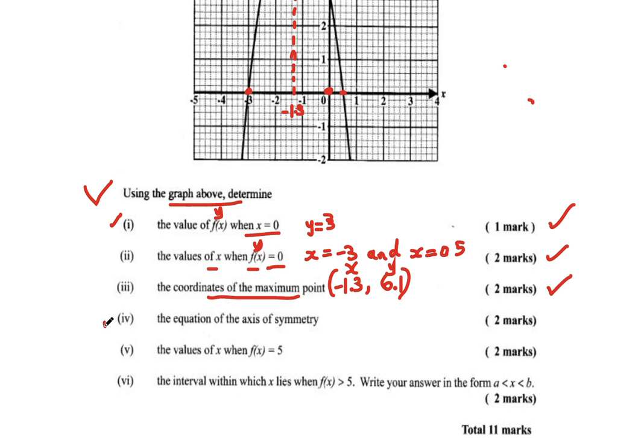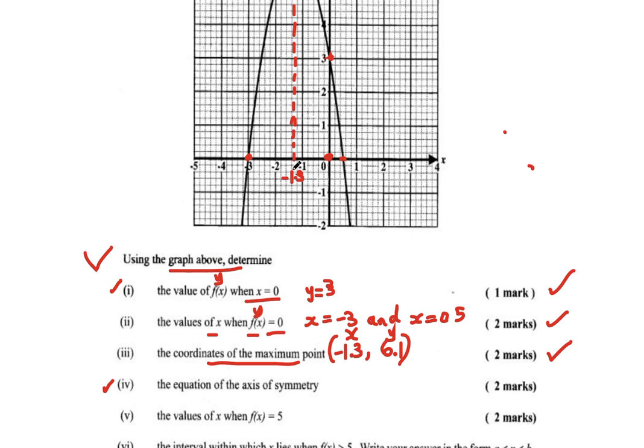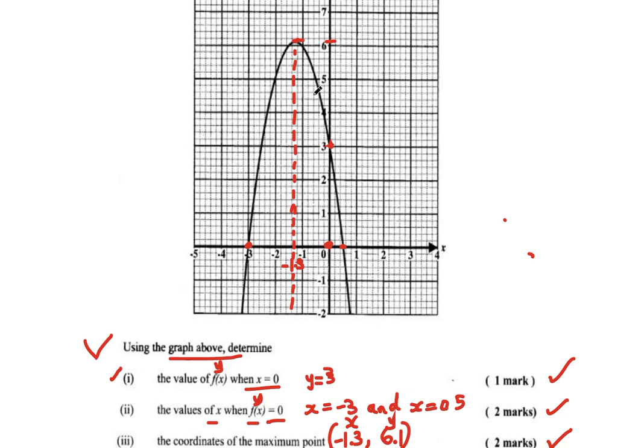Now going to number 4. We're asked to determine the equation of the axis of symmetry. It turns out that the axis of symmetry is this same line that divides the parabola into 2 equal halves. The same line that corresponds to the maximum point coming down here is the line of symmetry. The line that corresponds to the highest point, or the lowest point if it was shaped differently, is the line of symmetry or axis of symmetry.